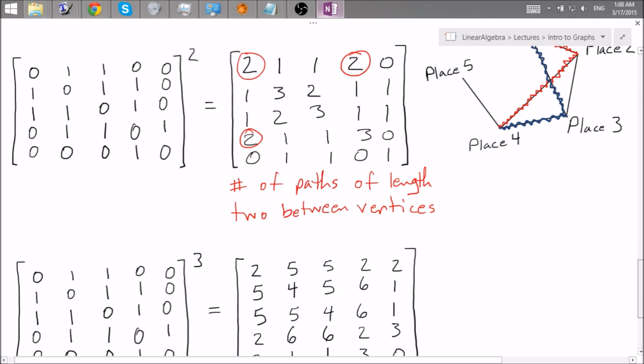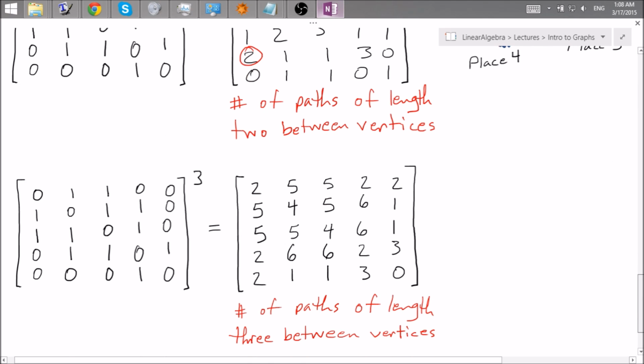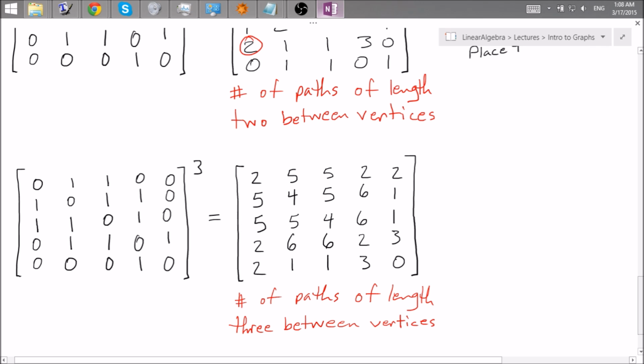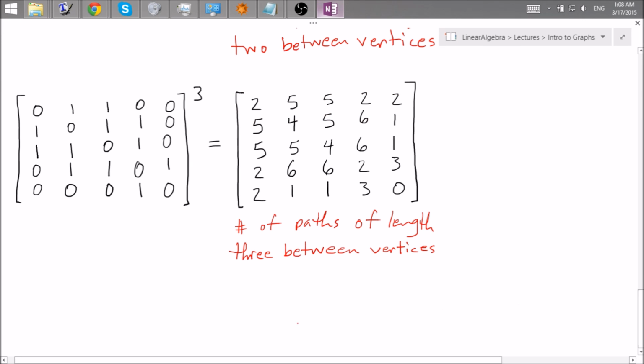This generalizes, so I can look at the number of paths of length 3 between vertices by looking at the cube of the adjacency matrix. And in general, the kth power of the adjacency matrix, or A to the k, gives the number of paths of length k between vertices.